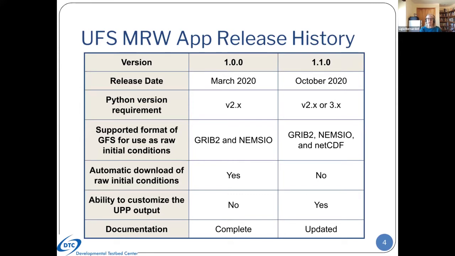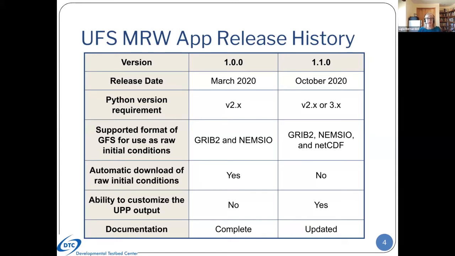So far, we've had two releases of this app. We released version 1.0 back in March of this year, and we released version 1.1 just very recently, last month in October. And the main differences, I will cover soon, like what the overall release has, but just to give you an idea of the differences between those two versions. The 1.0 could only be run with Python 2, while the 1.1 can be run with Python 2 or 3.